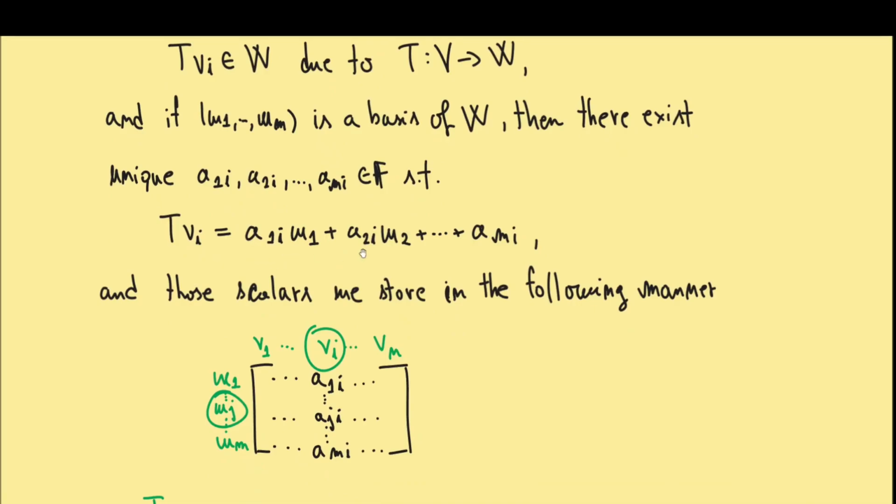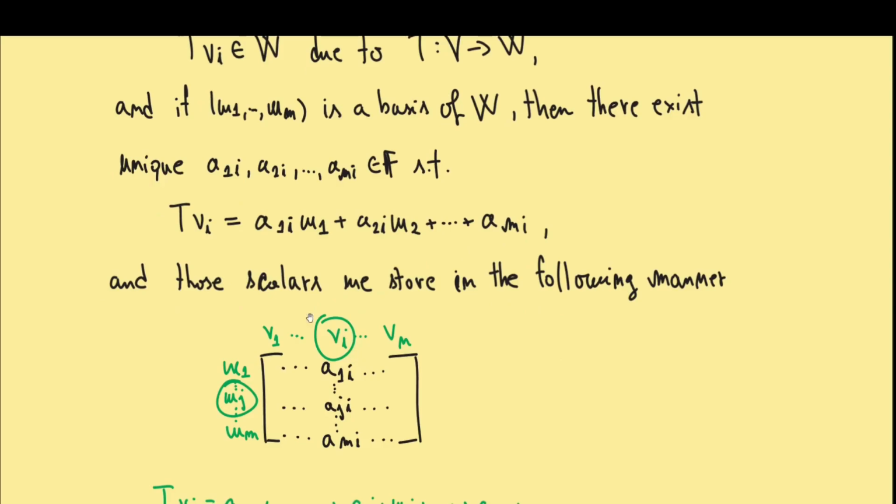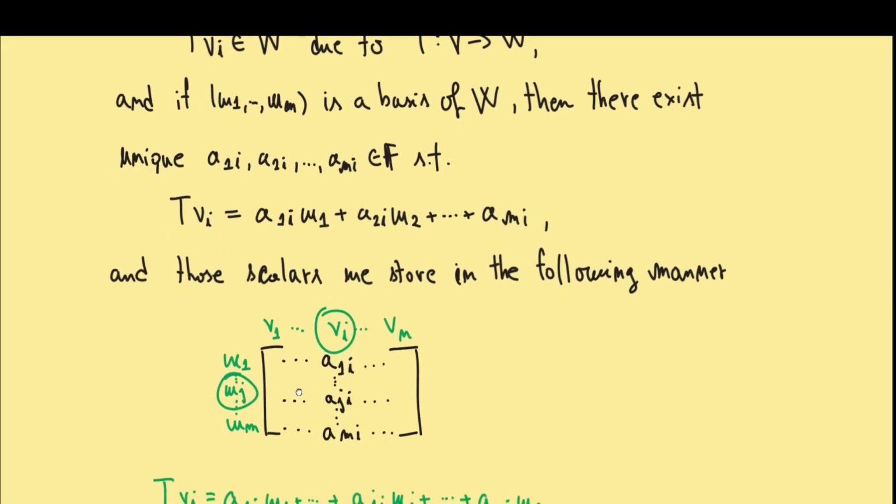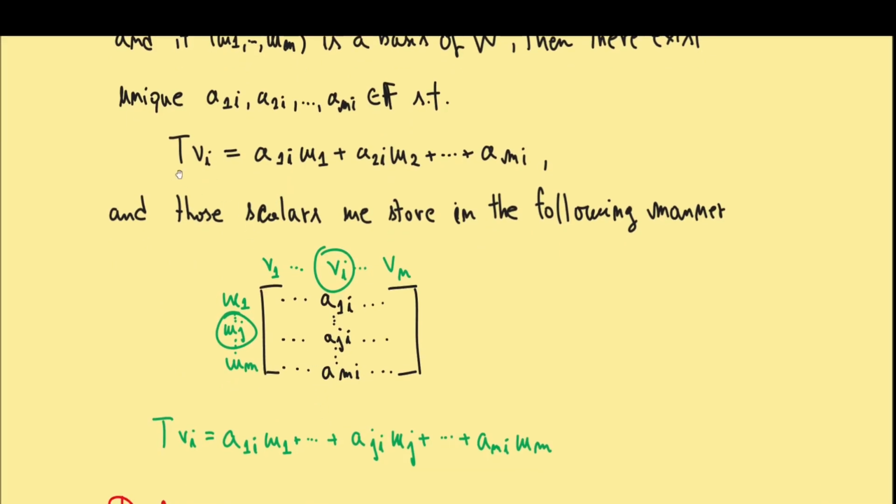And the scalars next to the basis vectors we will store in the following manner in a matrix which we will call the matrix of T, of our given linear transformation. So for example, for our T of v_i, we store these scalars in the ith column. As you can see, this index over here, i, corresponds to the column we're in, and this is the first row, the jth row, the nth row.